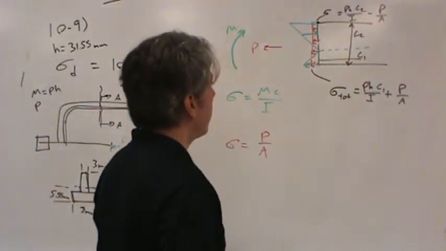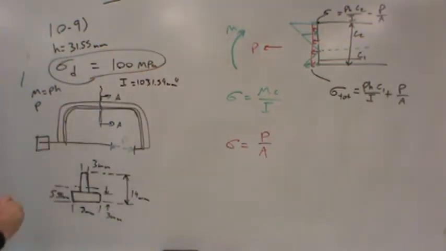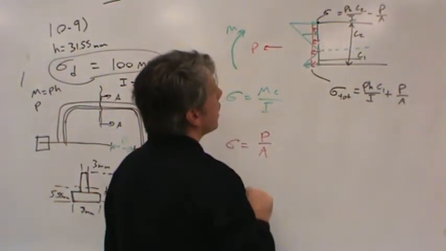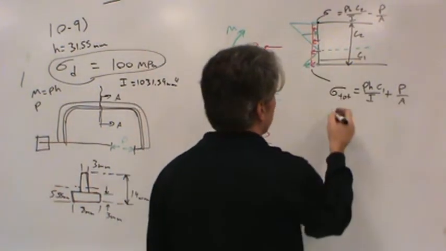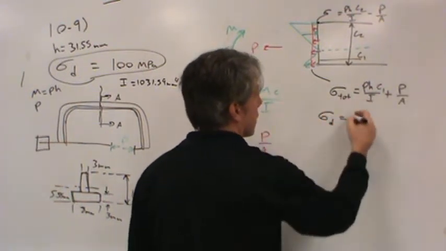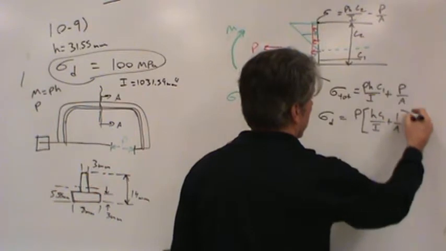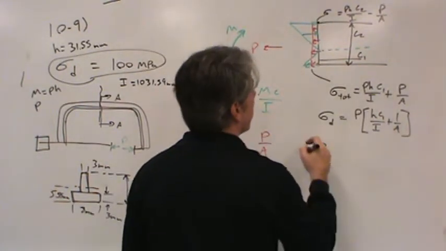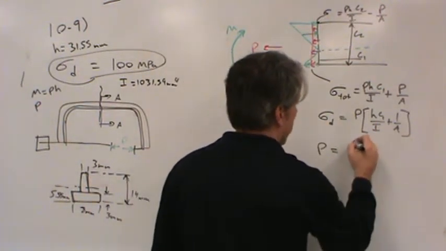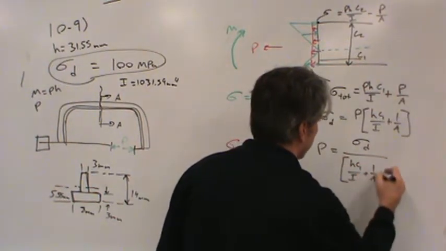Okay. And now notice we know what the maximum stress can be. We know what our design stress is. So we can simply plug that in as the total stress and rearrange to solve for P in both cases. In the first case, let's do it step by step. Design stress is P multiplied by HC1 over I plus 1 over A. And so solving for P, we'll have two different P's that'll work.